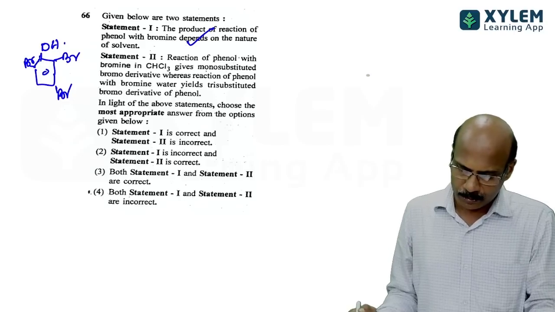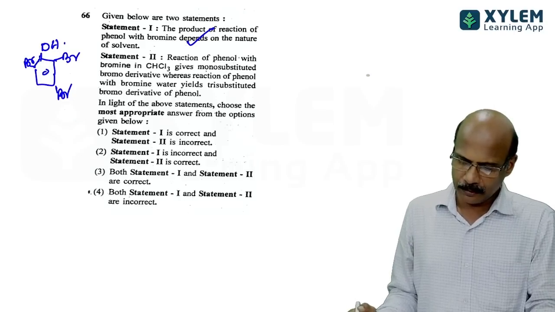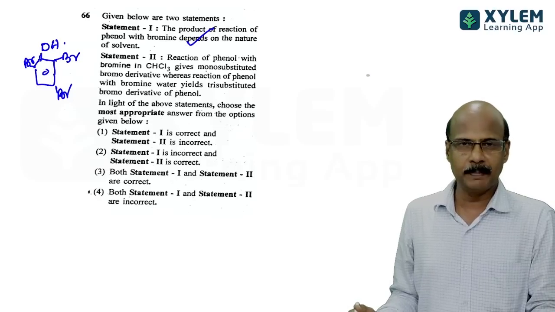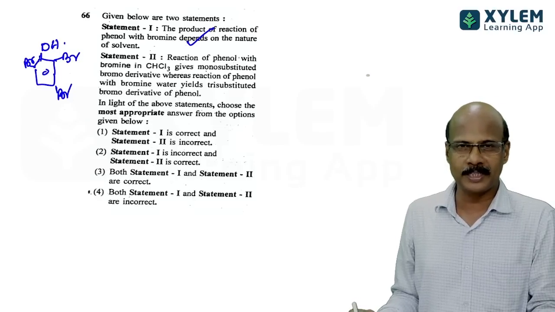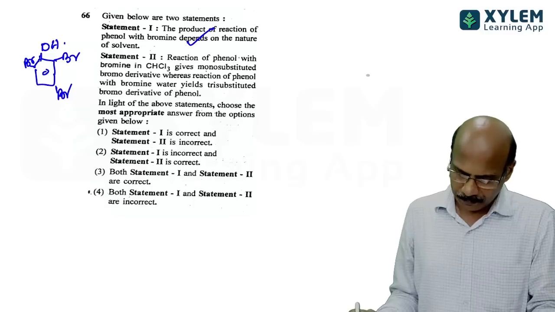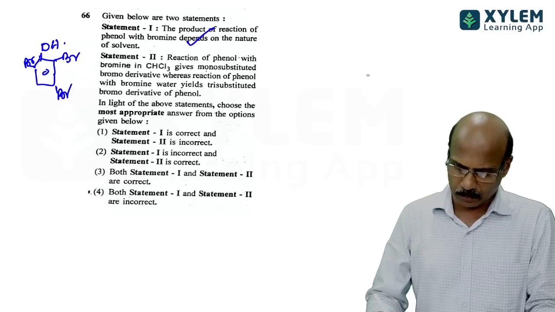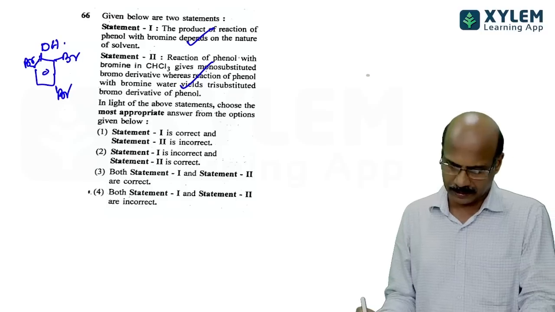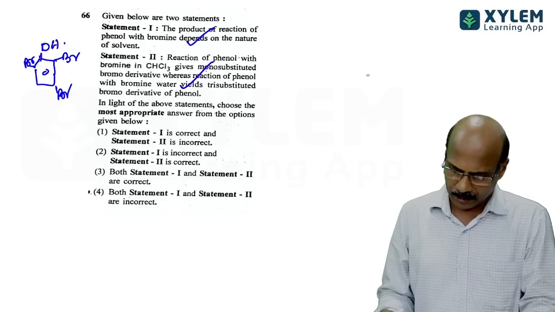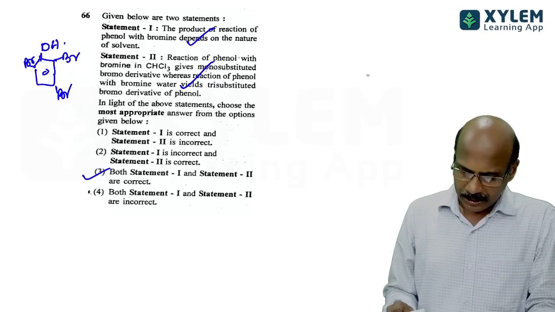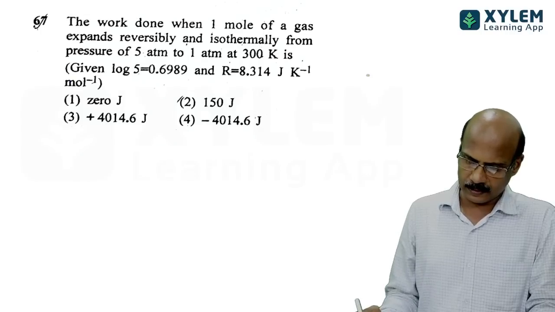The reaction of phenol with bromine in chloroform gives a mono-substituted bromo derivative, maybe because chloroform and carbon disulfide are less polar, no doubt. Whereas phenol with bromine water yields the tri-substituted product. So that can also be taken as correct. So both statements can be considered correct. So you can go to the correct option as the third one. Now let me go to question number 67.